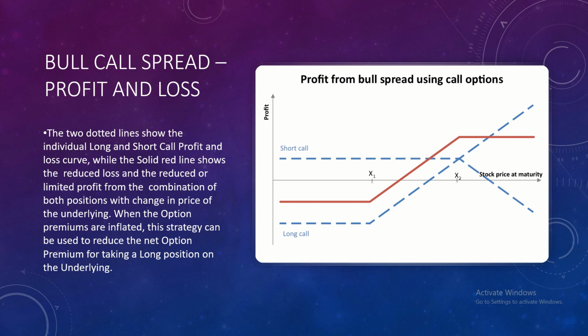The adjacent chart shows us a profit or loss from bull spread using call options. The two dotted lines show the individual long and short call profit and loss curve, while the solid red line shows us the reduced loss and the reduced or limited profit from the combination of both positions with change in price of the underlying. When the option premiums are inflated, this strategy can be used to reduce the net option premium for taking a long position on the underlying.